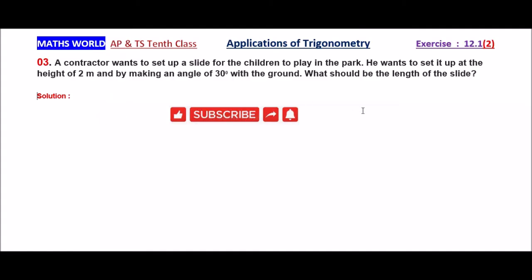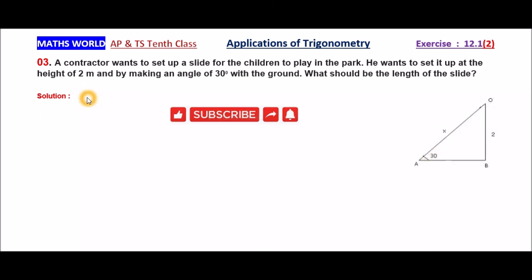Now solution. See this image. Again I repeat the problem. Seeing the image, a contractor wants to set up a slide. This is the slide. AO is the slide for the children to play in the park. He wants to set it up at the height of 2 meters. So BO is the height of the slide, AO is the slide, and by making an angle of 30 degrees with the ground.